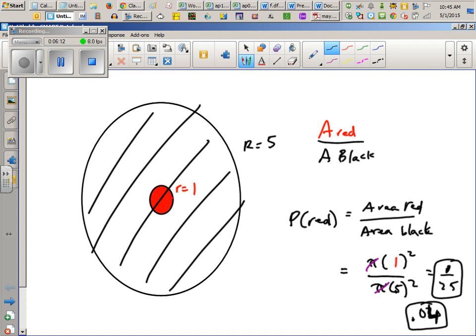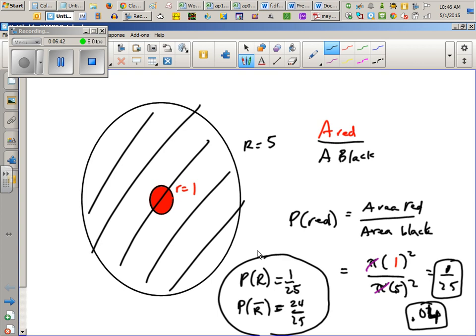Okay, so then what's my probability of not hitting the red circle? So that's called a complementary event, and if this is called PR, you would just call that PR bar. So probability of hitting the red circle we said was 1 out of 25. The probability of not hitting the red circle is called PR bar, and that would be 24 out of 25. Naturally, you only have 2 possibilities, hitting the red or not hitting the red, and we would expect those 2 to add up to a total of 1.0, 25 out of 25.